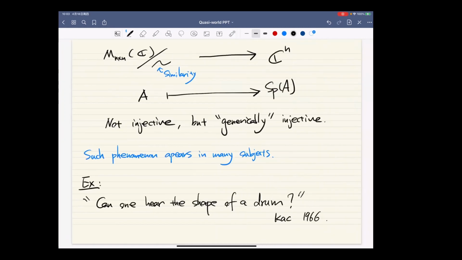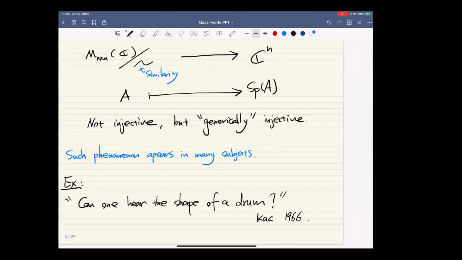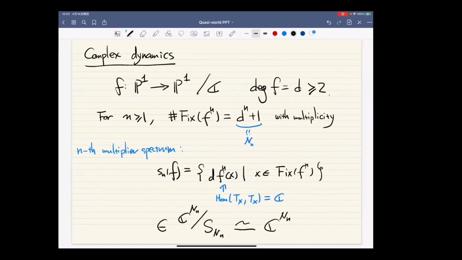Such phenomena appear in many subjects. I think a famous example is in one paper of Kac in 1966, "Can one hear the shape of a drum?" So in our talk, we focus on complex dynamics. In complex dynamics, we study f, an endomorphism of P^1 over the complex numbers, and the degree of f equals d, at least 2.